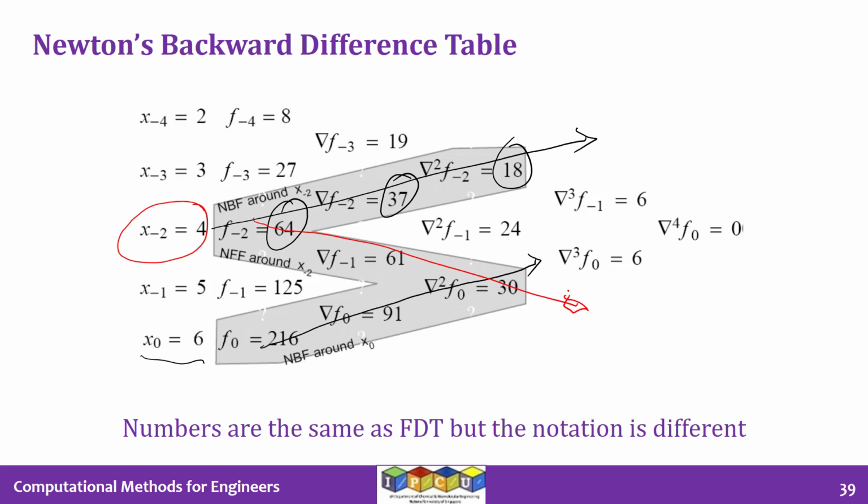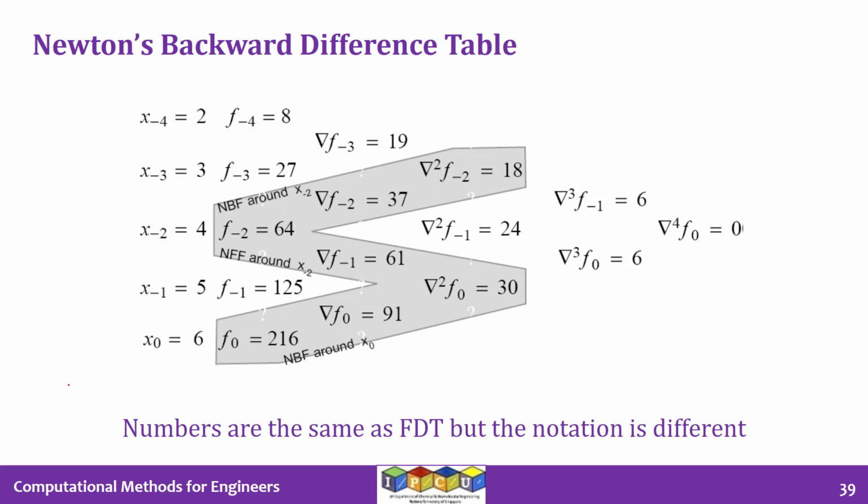So the numbers are the same and the direction you go depends on whether you want to construct the interpolating polynomial based on Newton forward differences or Newton backward differences. If it is Newton forward differences, you go in this direction. If it is Newton backward differences, you have to go in this particular direction. That's all. If I wanted to construct a second order polynomial using backward differences, using x minus 2, that is x equal to 4 as the reference point.